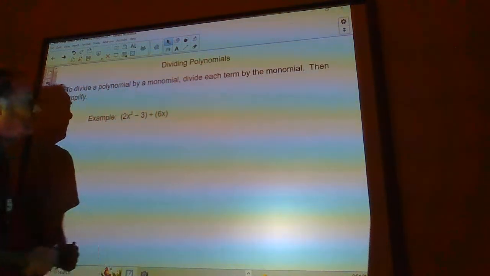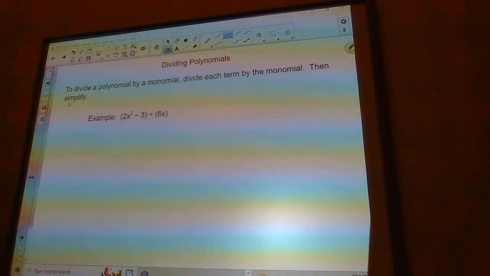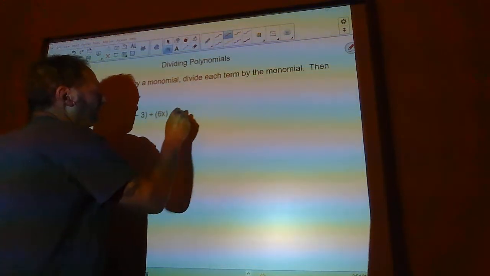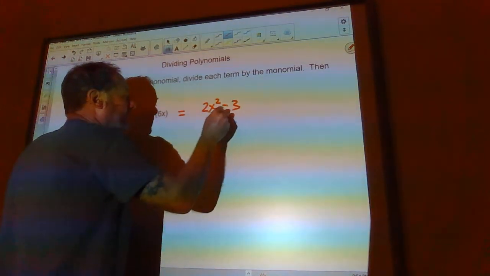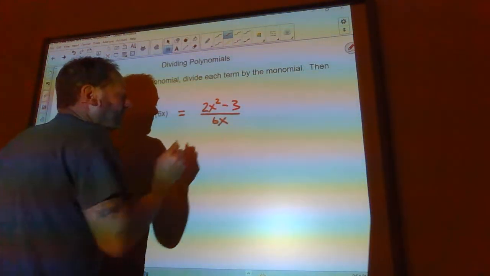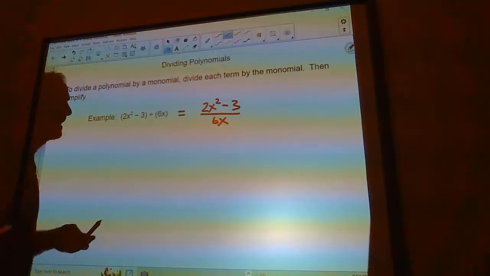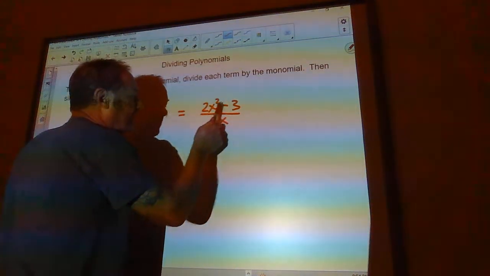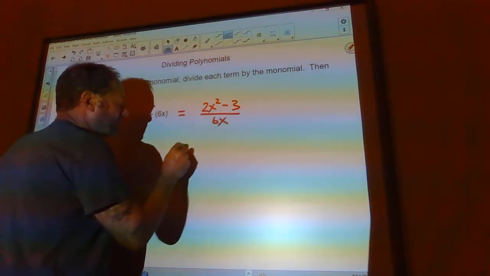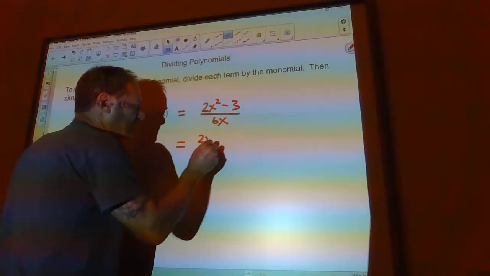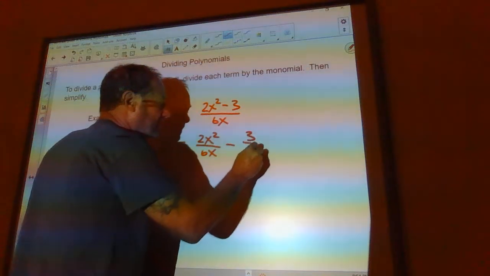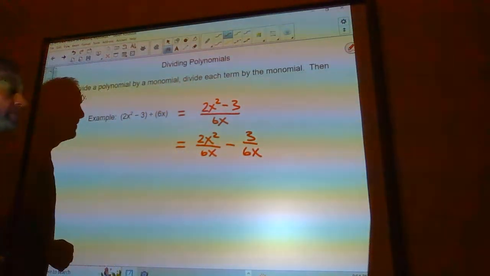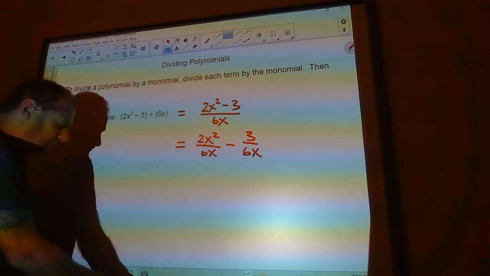Okay, so 2x squared minus 3 divided by 6x. I prefer to write them like this. Okay, and then you just have to divide each term up here by this term down here. So essentially you're going to get 2x squared over 6x minus 3 over 6x. And then you can simplify it.